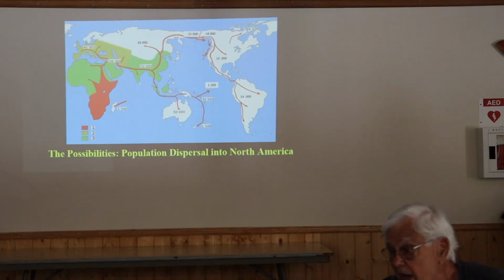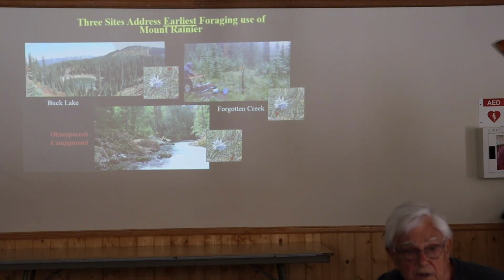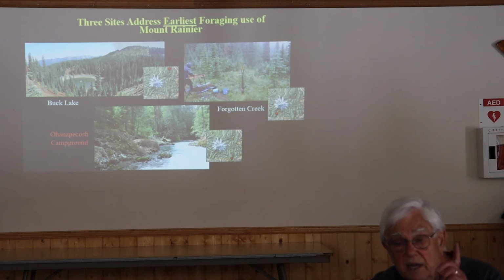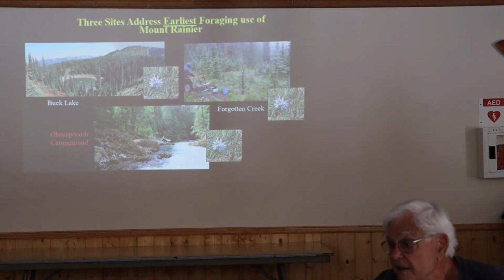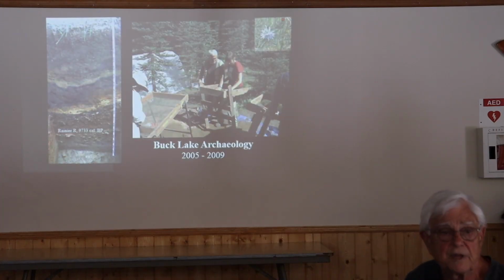So how do we get it? When did it develop? We now have three sites that have been tested on Mount Rainier itself to document the earliest use of the mountain. They're consistent with one other site at North Cascades in a mountain environment, and that might be it. The primary linchpin of this is Buck Lake, which underwent excavation between 2005 and 2009.